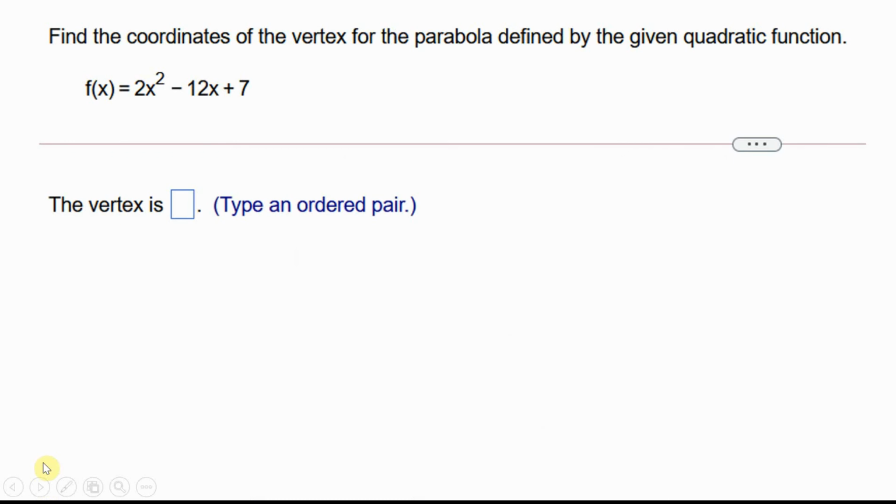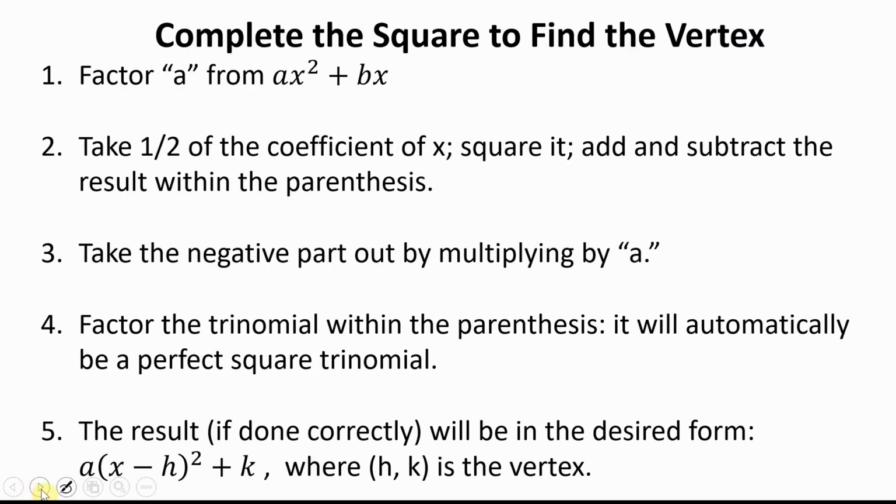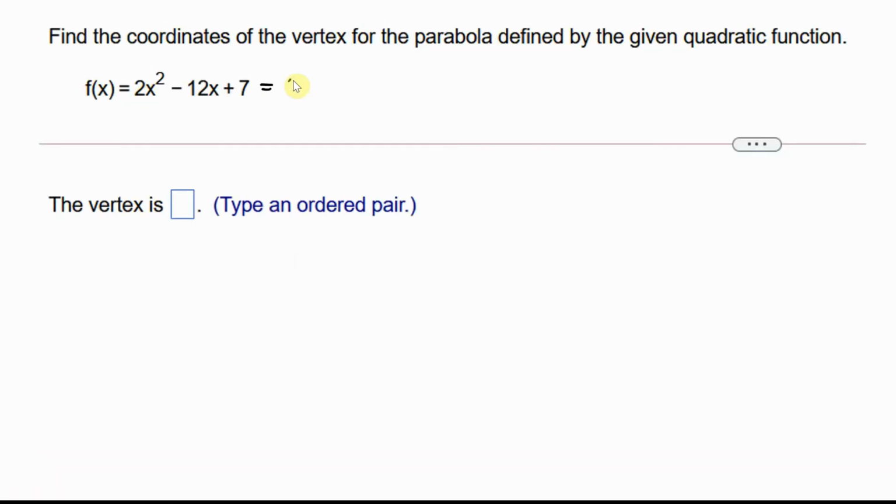All right. Here it says find the vertex. It asks the same question as the previous problems, but this function doesn't look like the previous problem, right? So here, I'm going to complete the square. So I'm going to do what the instructions say on the previous page. I'm going to factor out a from ax squared plus bx. So I'm going to take out a 2 from the 2x squared minus 12x. So this is 2 times parentheses x squared minus 6x. Close that up, plus 7.